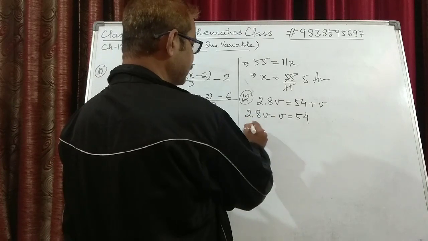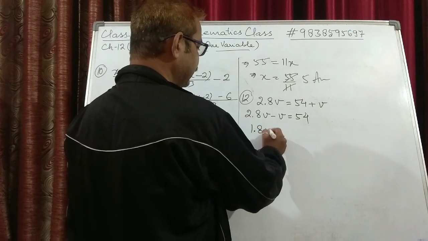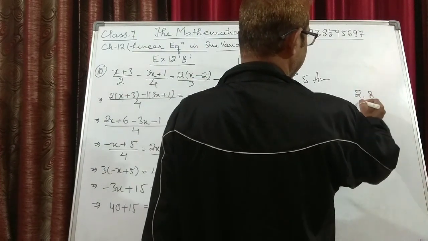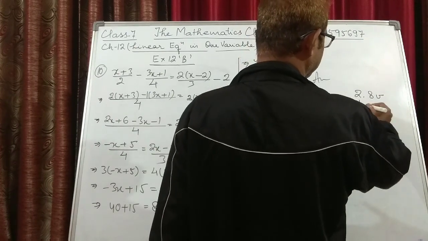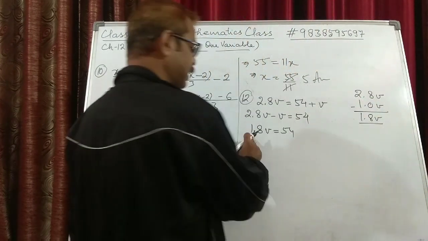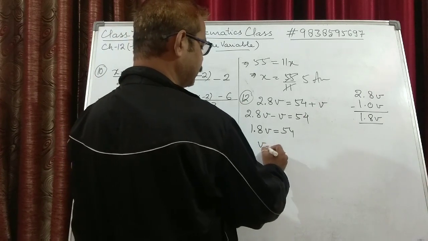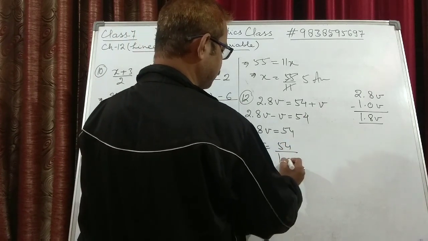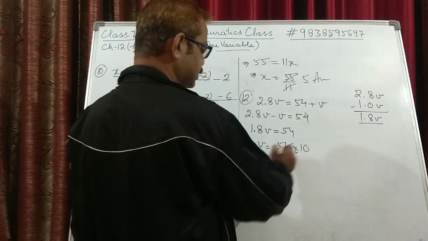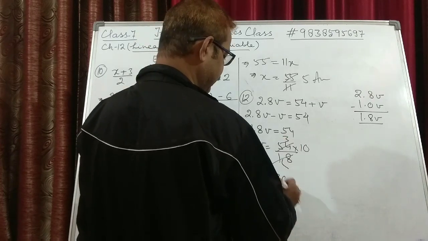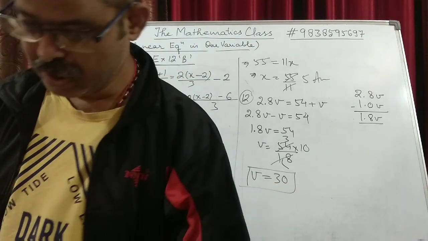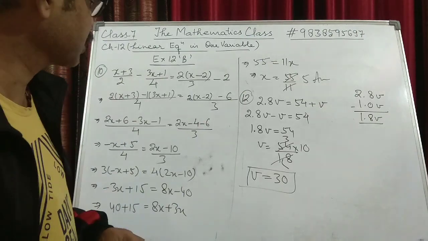So 2.8 minus 1 will be 1.8v is equal to 54. This was 2.8 and then 1v. v and v, or you can say 1.0. So what is left? 1.8v is left. So that is why it is 1.8v. So v will be 54 divided by 1.8. Remove the decimal, increase 1 0. So 18 3s is 54. 3 times 10 is 30. So v is equal to 30. That is the final value. Now we move on to the last question, that is question number 14.